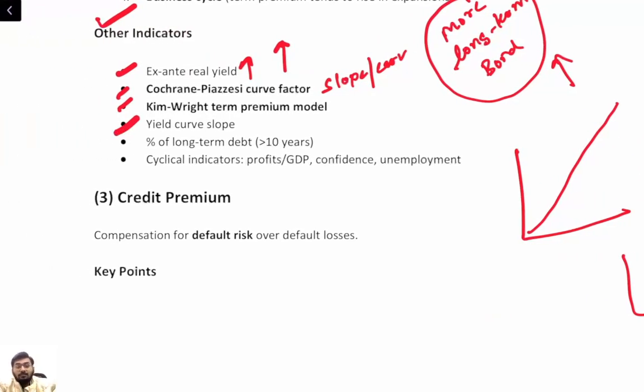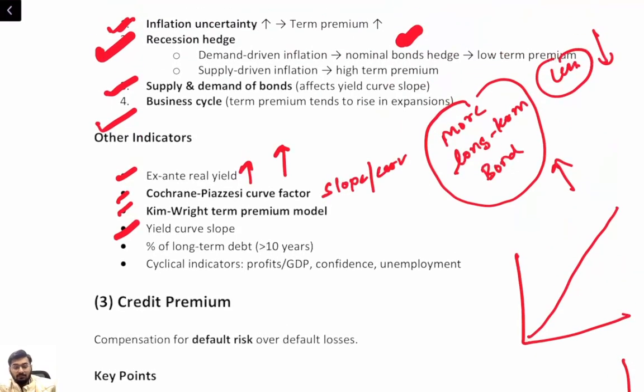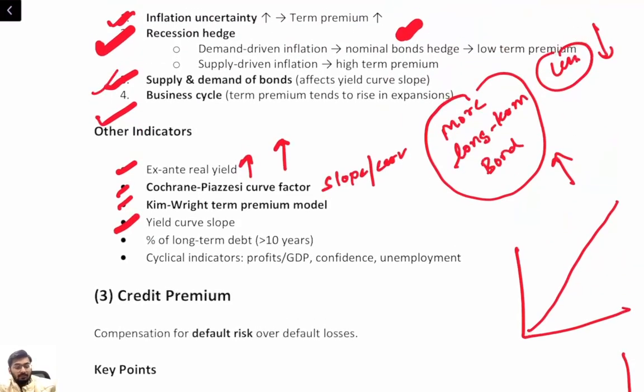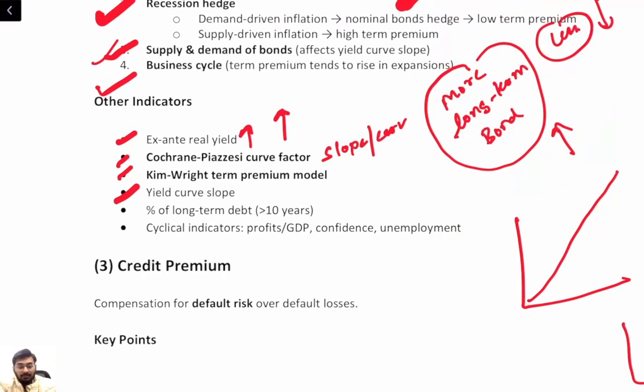Then we have the fifth one, the supply indicator. Okay, portion of the government debt with the maturity. If it is greater than 10 years, then more long-term supply leads to the higher term premium. We have discussed it over here. Okay, supply and demand. But their focus is on greater than 10 years. The bond with the maturity of greater than 10 years. If the proportion is high, then the term premium is going to be higher.